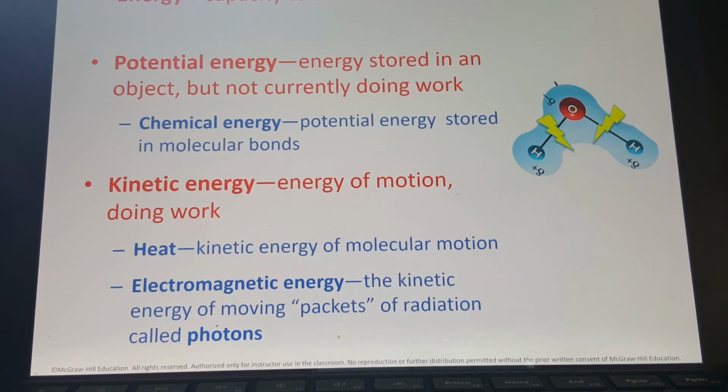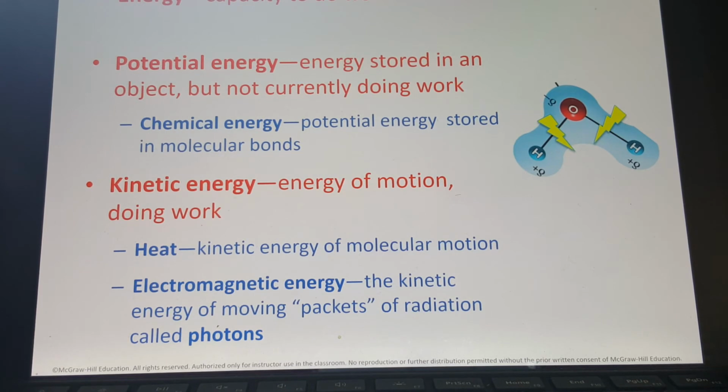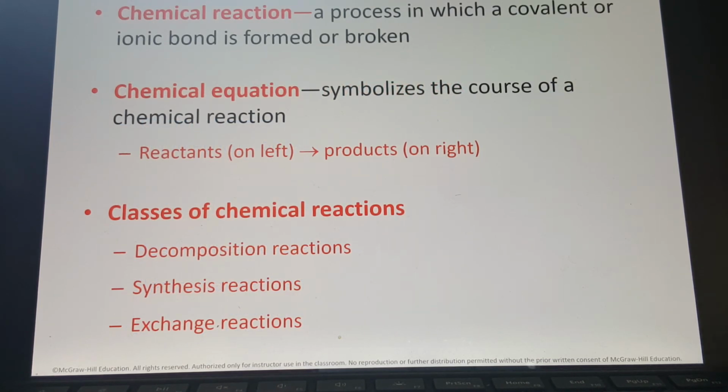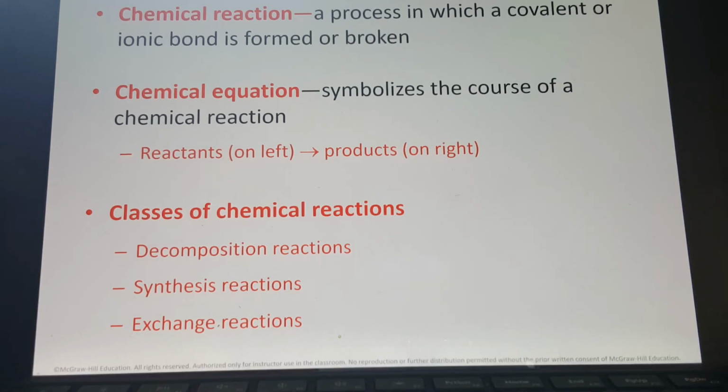Okay, so with our molecules, we have bonds in between atoms, and when you create a bond, you're storing energy into that molecule. You break it, you release that energy and are able to do some work. So in order to create or break bonds, you have different reactions. Normally, when you see a reaction written, the reactants are on the left, the products are on the right. And so there are three different types of reactions. We have decomposition reactions, synthesis reactions, and exchange reactions.